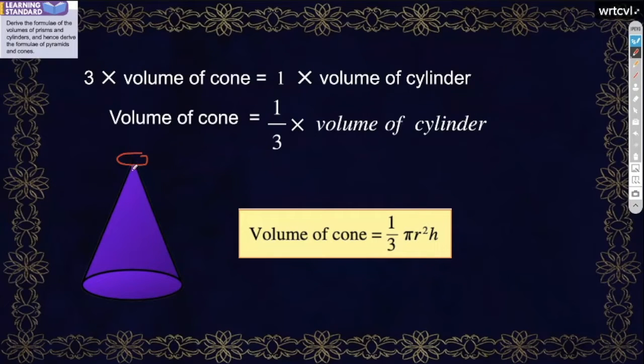Then the height. This one is actually like this. This one is a triangle, right? This height is a right angle triangle here. So this is the height. So 1/3 pi r square h. Because it's a pi r square here, this is the volume of the cone.